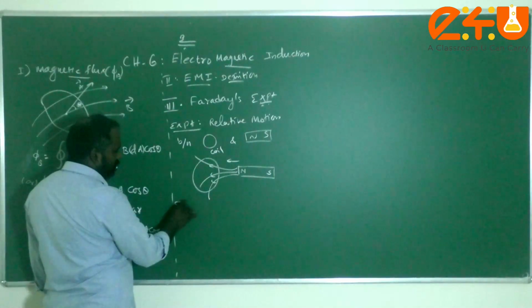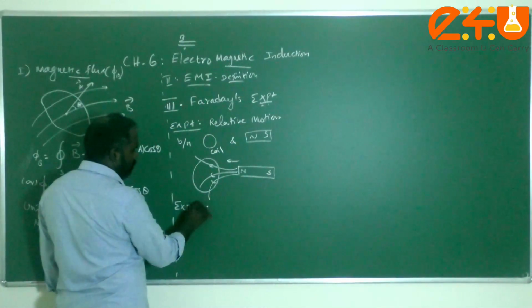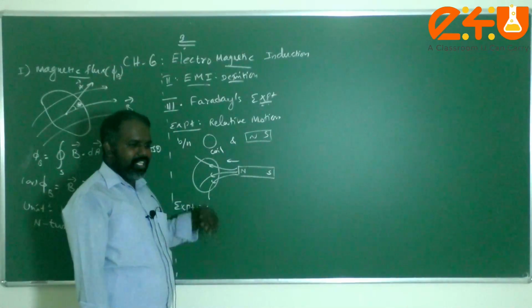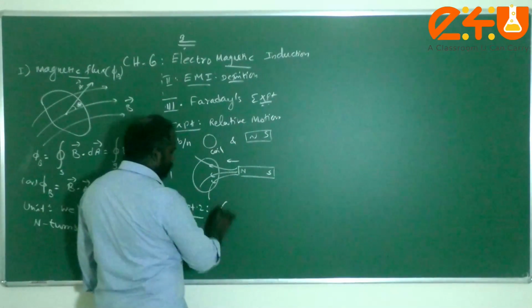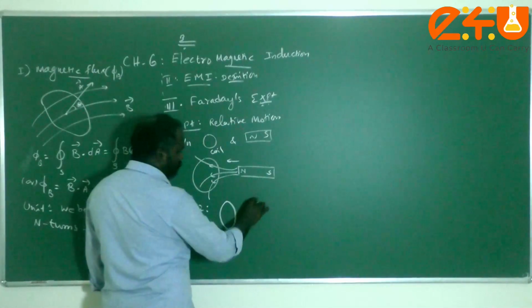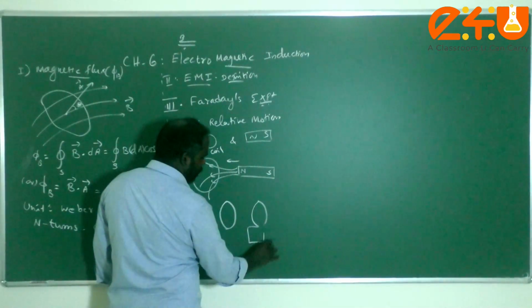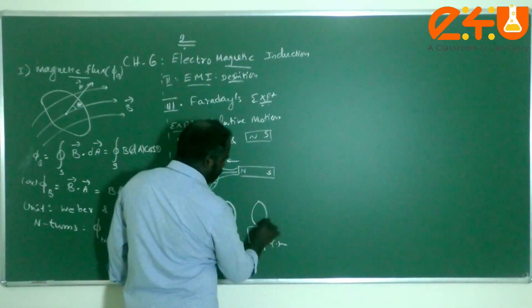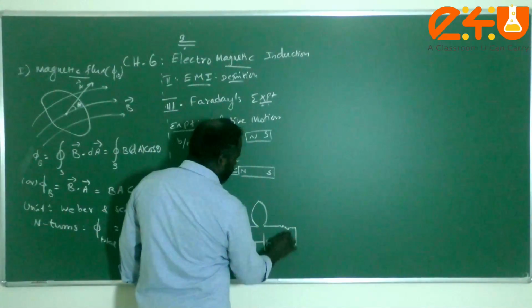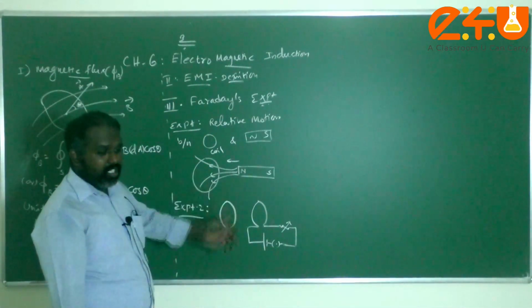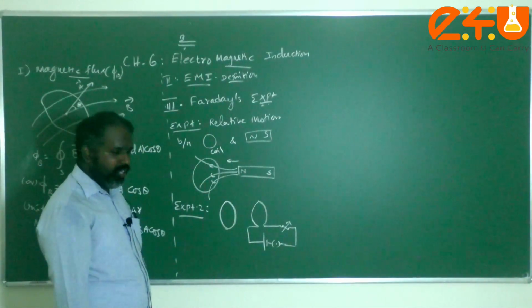In experiment 2, instead of a bar magnet, he takes another coil. We know that whenever current is passing through a coil, a magnetic field exists around it. That is the concept we completely discussed in chapter 4, magnetic effect of electric current.